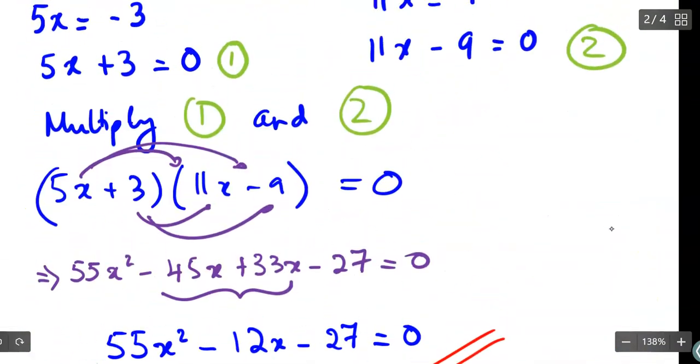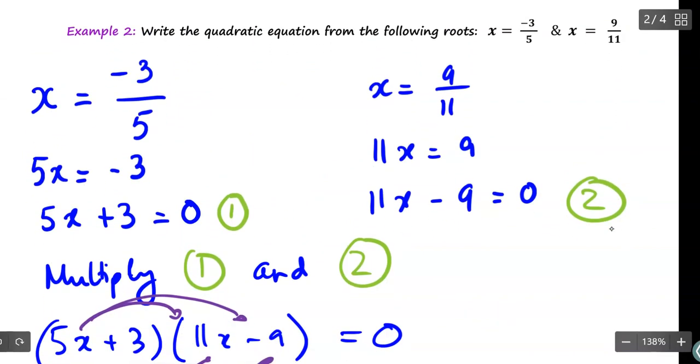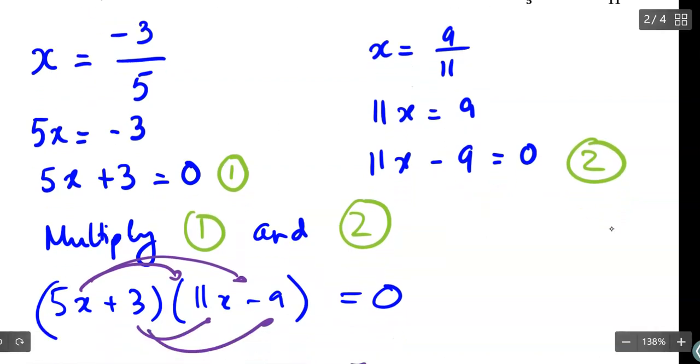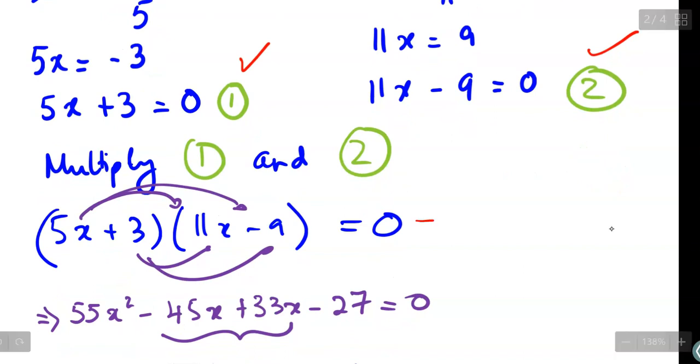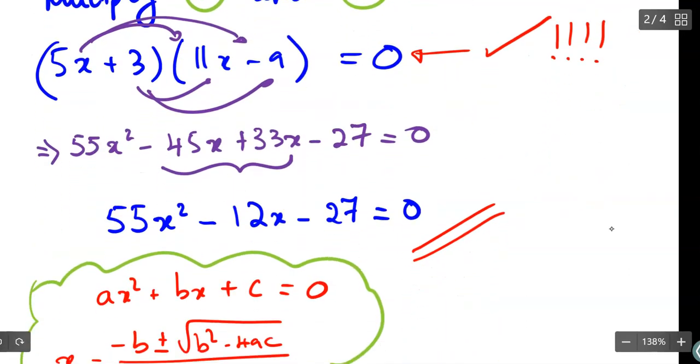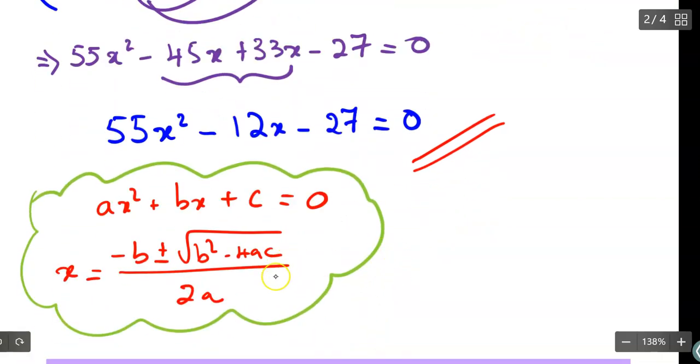Given the solutions, you can easily find the quadratic equation from this. That should give you equation 1 and equation 2, and you multiply the two equations. Make sure that when you multiply, this side has to be equal to 0. This is very important. The quadratic formula works for ax squared plus bx plus c equal to 0. So that equal to 0 is very important before you can apply the quadratic formula.